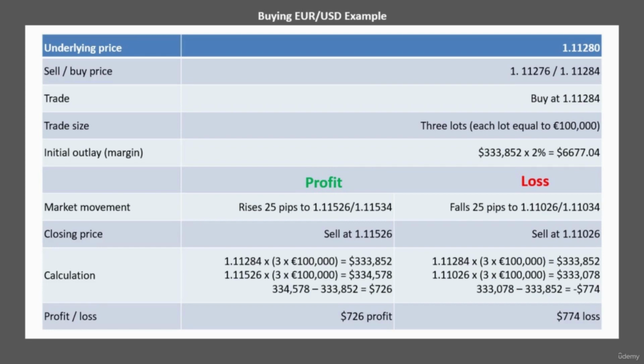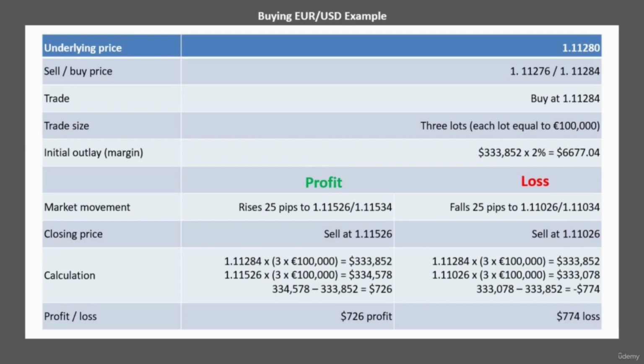And you can see our initial outlay, or our margin, because we needed a 2% margin, was $6,677.04. By the way, if our margin requirement was higher, like 3 or 4%, we would have had to come up with a bigger amount of money as far as that initial outlay to have exposure to all those 3 full standard lots. And then it walks right through the profit and loss: if it rose 25 pips, what happens? If it drops 25 pips, what happens? And the calculations behind that, so you can walk through that on your own a little bit too.